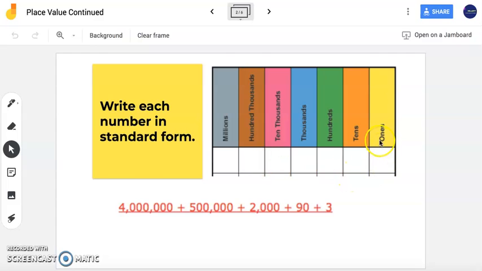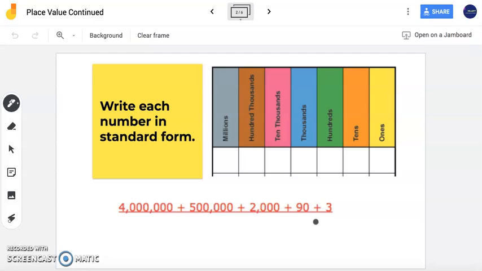As you could see, we start with the ones place, my tens, my hundreds, my thousands, 10,000s, 100,000s, and millions. Feel free to rewrite this on a piece of paper if you would like to use this today during these activities. Now, the first thing you want to do is see what is given to you. The first number I see is 4 million. Then I have 500,000. Then I have 2,000, 90, and 3. Now, when you add all these numbers together, it creates the number that will be in standard form.